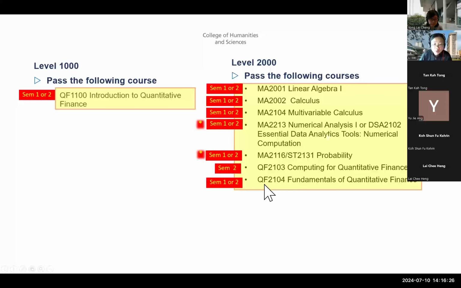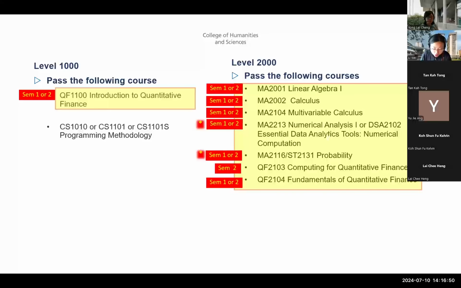We have QF 2104 offered in both semester 1 and semester 2, but QF 2103 only offered in semester 2. Please take note of this. Okay, before I'm done, I want to talk about 3,000 and 4,000 courses. But before I do that, I need to mention one more thing.